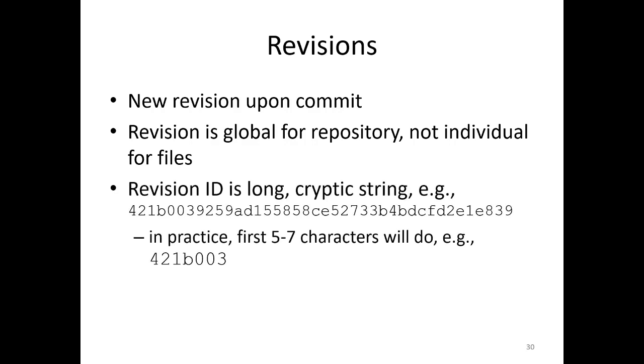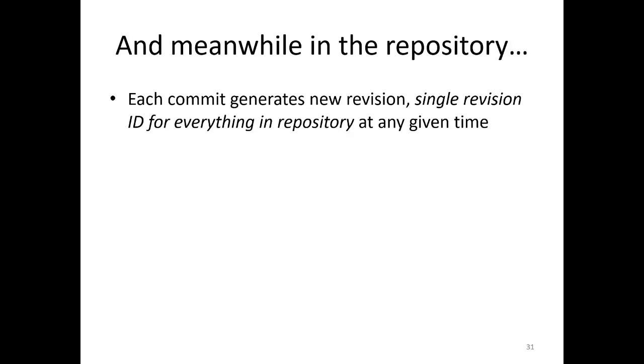So the revision ID, I already mentioned, is a pretty long cryptic string, and actually you just need 5 to 7 characters in order to deal with it. So each commit generates a new revision and a single revision ID for everything in the repository at a given time. So basically, if I have a revision ID, then I can reconstruct the state of all the files in my repository to that given revision, to that point in time, and that's very convenient.